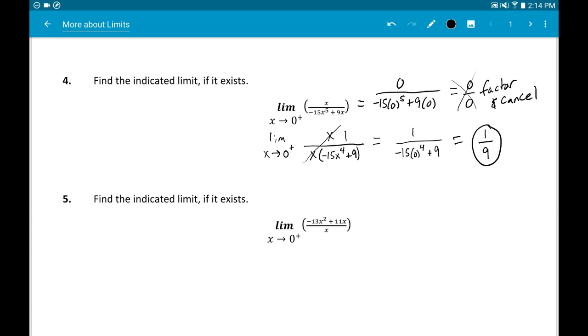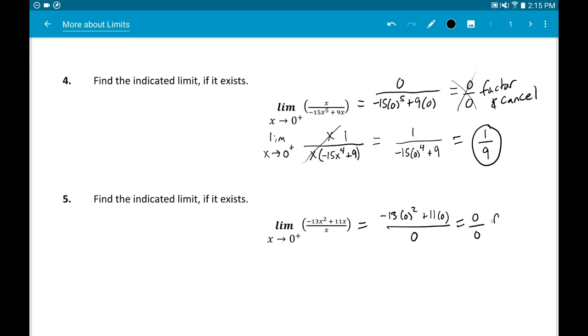And then number 5 here. Okay, limit as x approaches 0 from the right for negative 13x squared plus 11x over x. You can probably look at that and tell it's going to be 0 over 0, but let's go ahead and write it out if you don't notice it immediately. We plug in 0 for x. That's definitely going to be negative 13 times 0 squared is 0, 11 times 0 is 0. 0 plus 0 is 0, and the bottom is definitely 0.